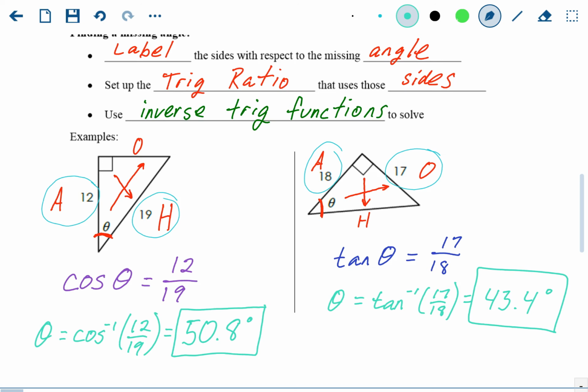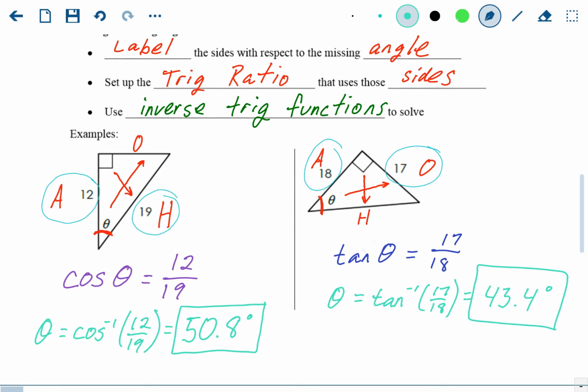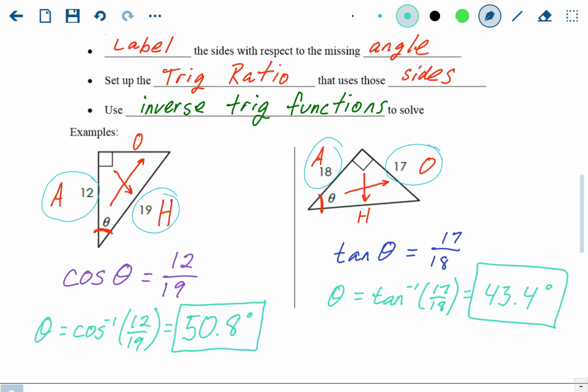Okay, so that's a couple of each type of problem. The setups are very similar. Label what you know, figure out which trig function you have to use, and then solve either for the missing side or the missing angle.